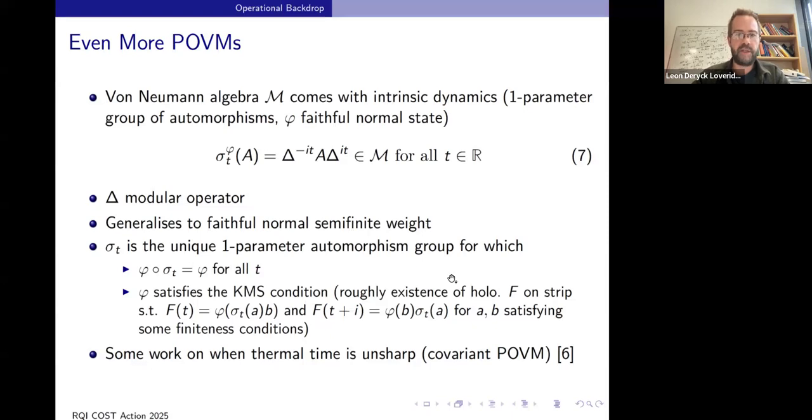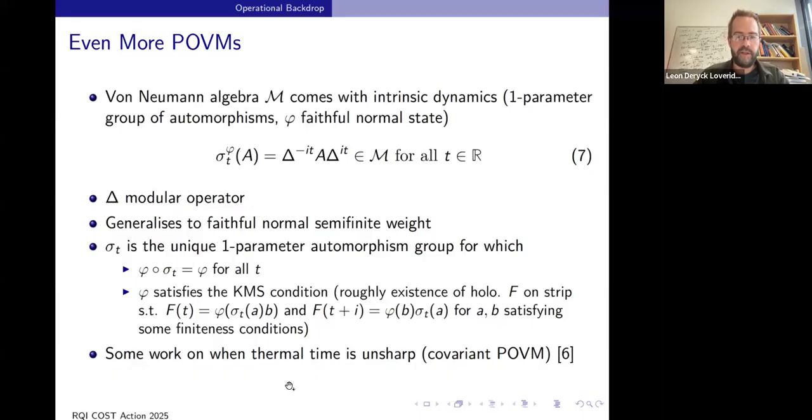There are various generalizations, and there's a very deep connection to quantum statistical mechanics. If you forget about how we arrived at this modular automorphism group and just say, okay, we have a group of modular automorphisms of our von Neumann algebra, well, there's exactly one, essentially, up to isomorphism that satisfies these conditions. And this is saying that the state, the faithful normal state, has to satisfy the KMS condition. So for people from a more quantum information background, this is essentially saying it's a Gibbs state. So it's a thermal state in this theory.